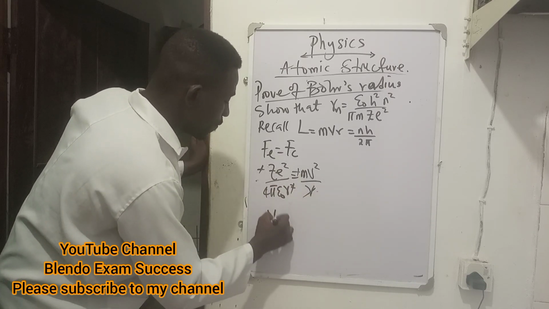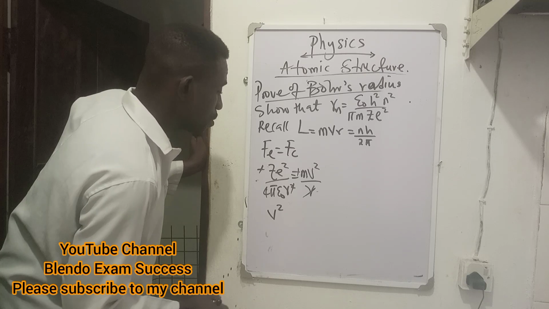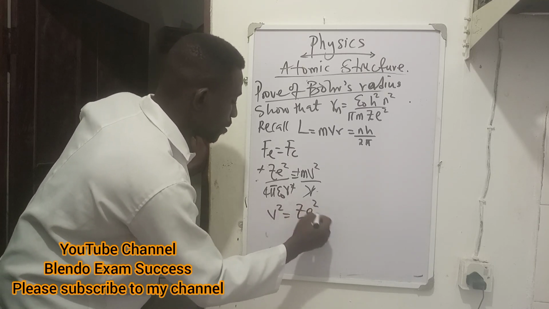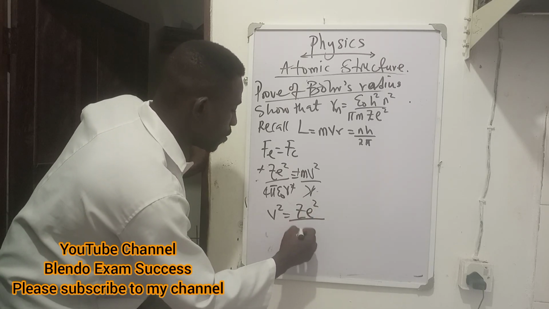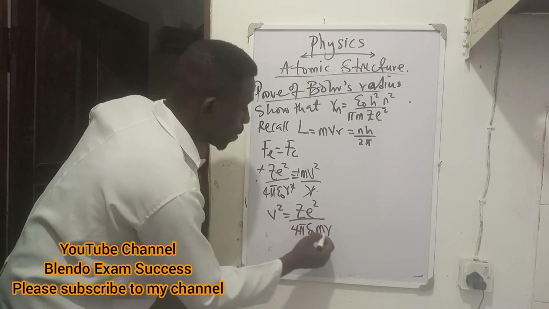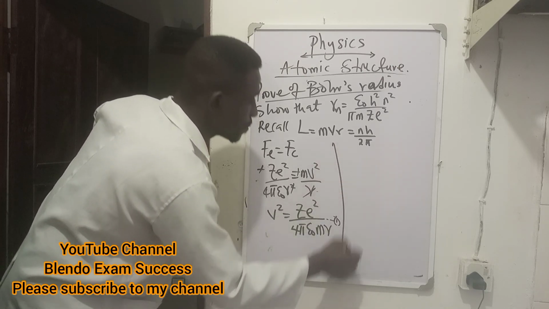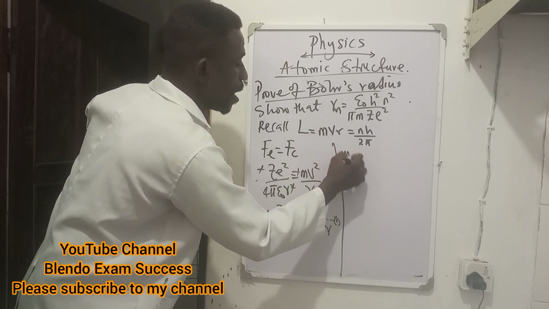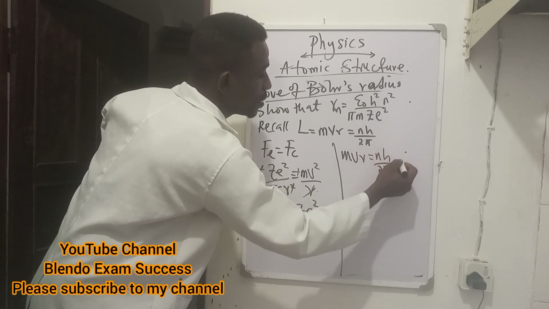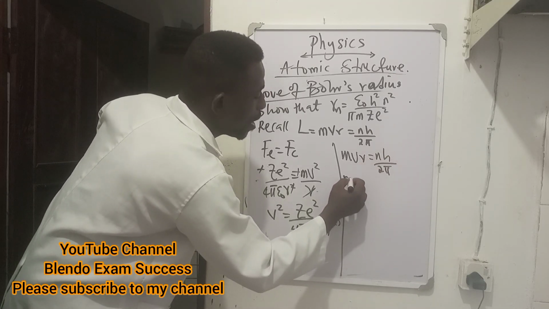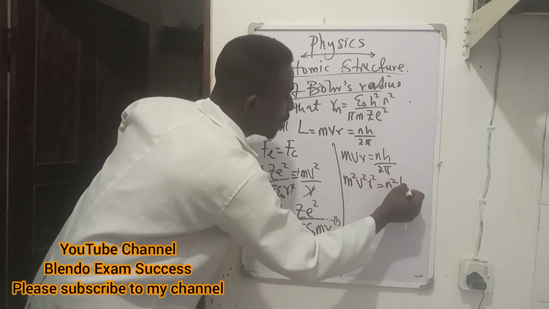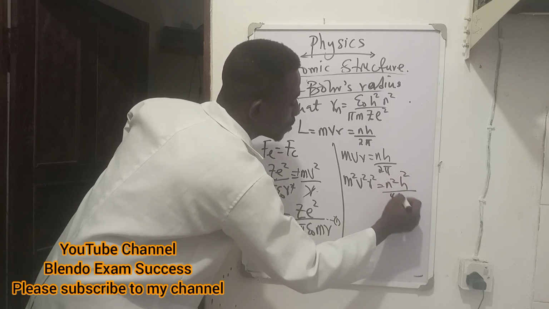So we make v squared the subject of formula. So we now have v squared equal to Ze squared all over 4 pi epsilon naught mr. Okay, we call this equation 1. Then from here, mvr equal to nh over 2 pi. Square both sides. So we have m squared v squared r squared equal to n squared h squared over 4 pi squared.